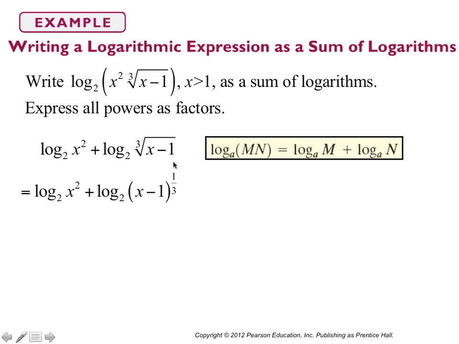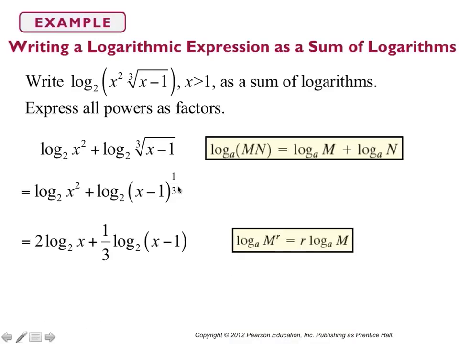Now the next thing you'll notice is that we can rewrite our cube root as the 1/3 power. So we've taken log base 2 of x squared, we leave it alone for right now, and then we've rewritten the cube root as log base 2 of x minus 1 to the 1/3 power. And then what we can do is take both of our powers, we have x squared here and x minus 1 to the 1/3 power, and we can bring those powers out front. So really what I have is 2 times log base 2 of x plus 1/3 times log base 2 of x minus 1.